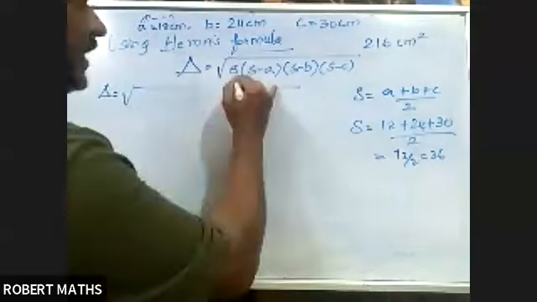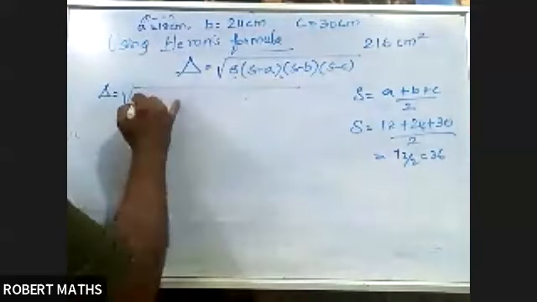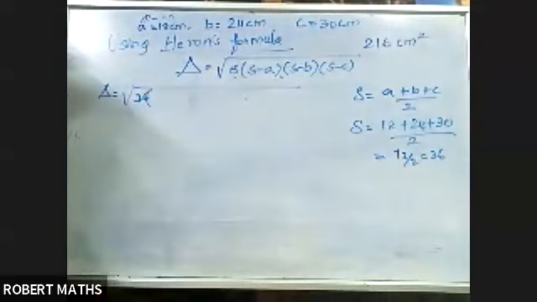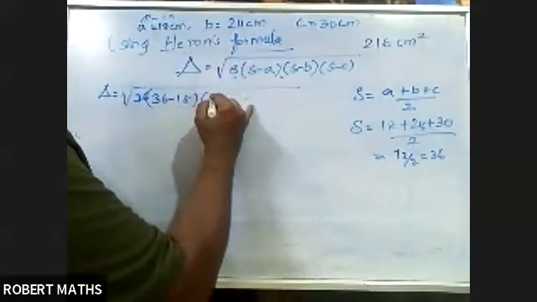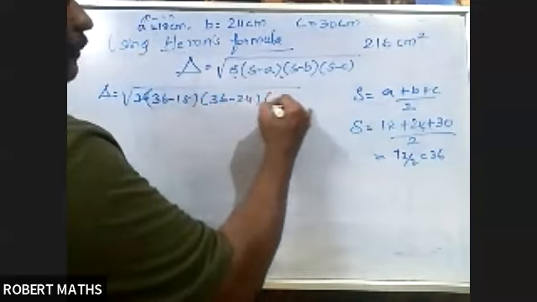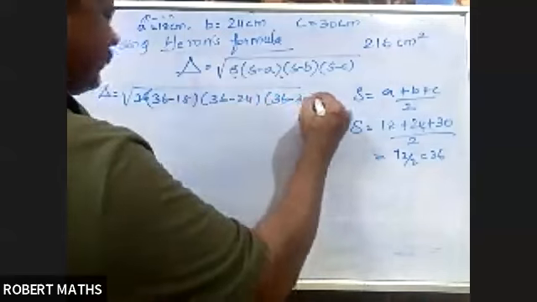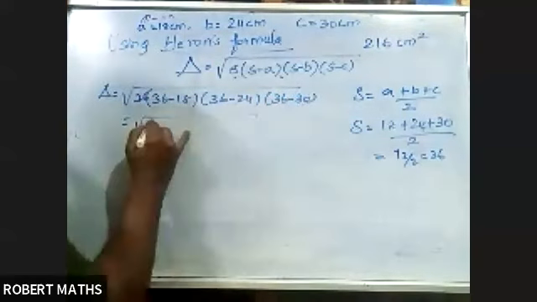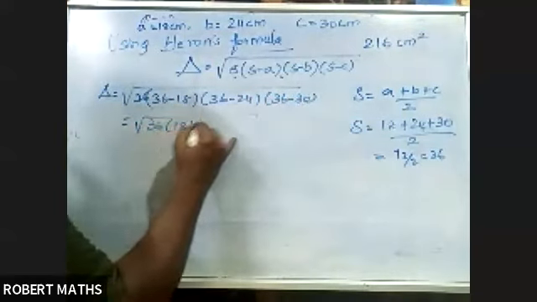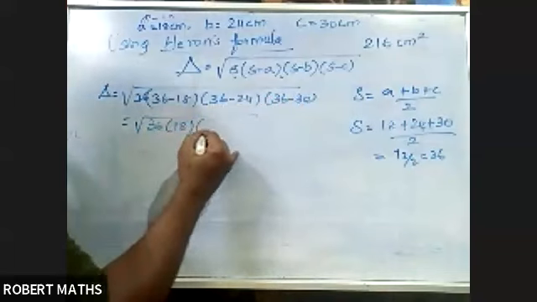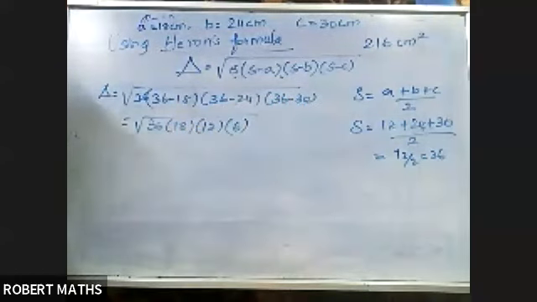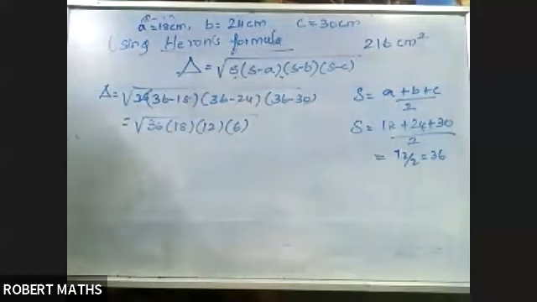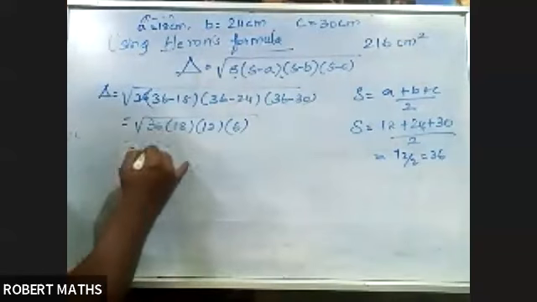We'll get the square root of s into, what is the s value? 36 into 36 minus 18, into 36 minus 24, into 36 minus 30. So we'll get the square root of 36 multiplied by 18 into 12 multiplied by 6. If we take the root of 36 we'll get 6.